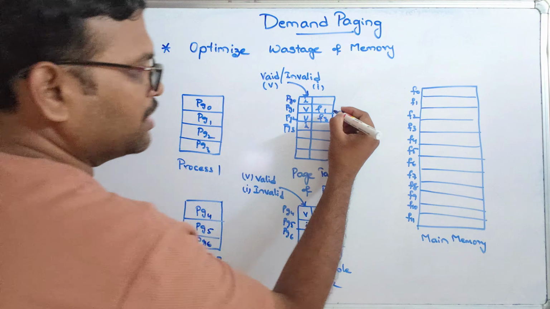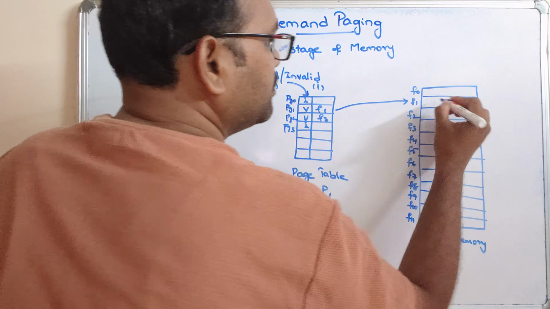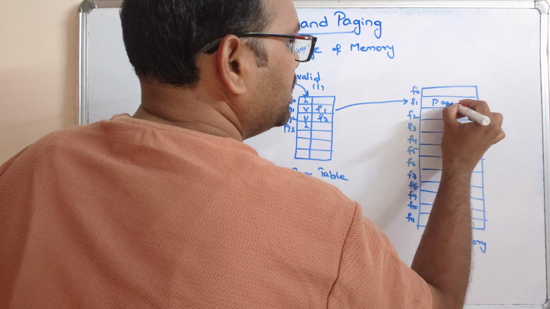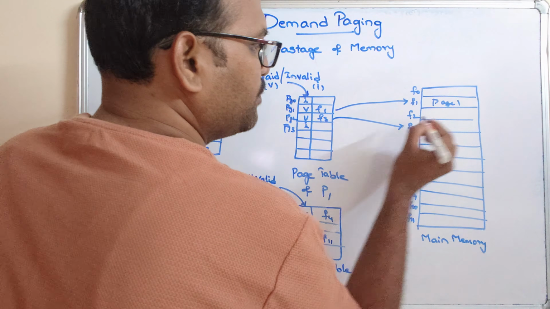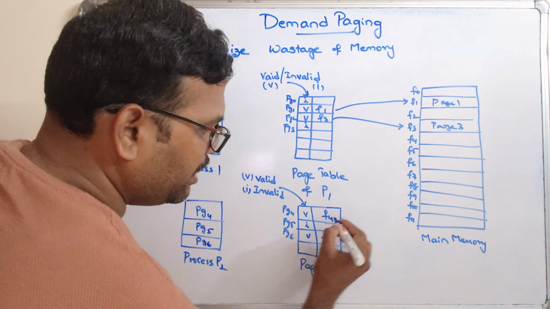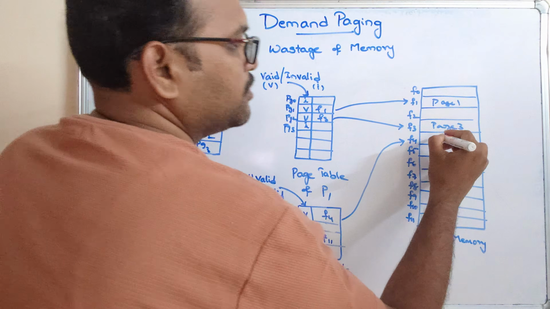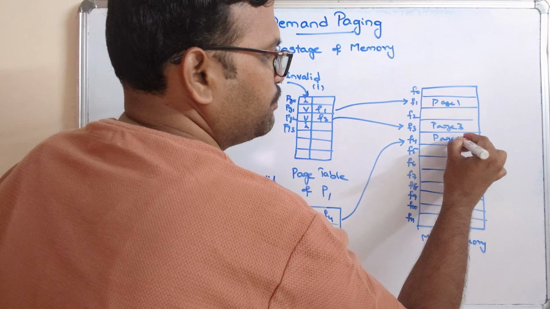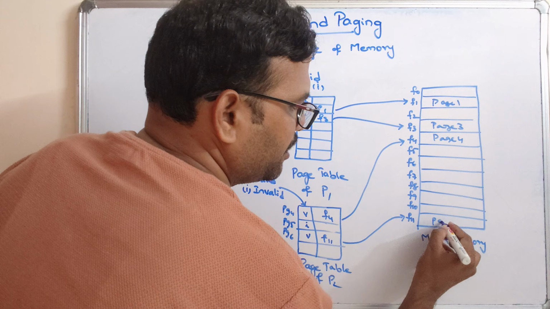So at F1, page 1 is loaded here. And page 2 is loaded at F3. So here it is page 3, and here page 4 is loaded at F4. So this position holds page 4, and at F11 it is stored page 11.